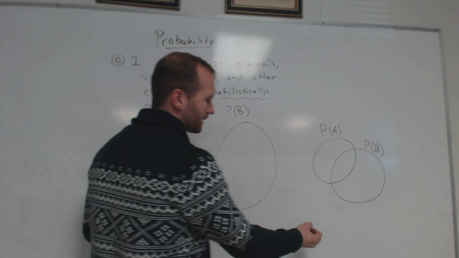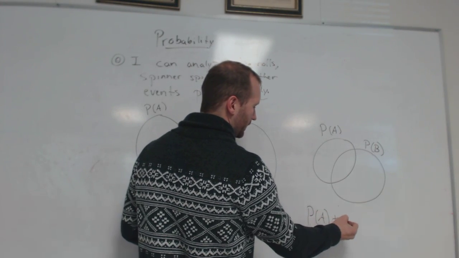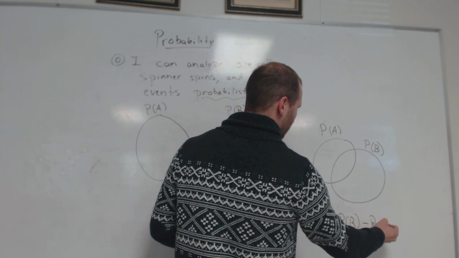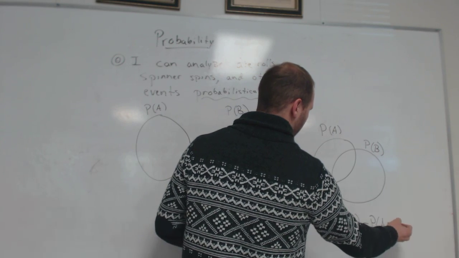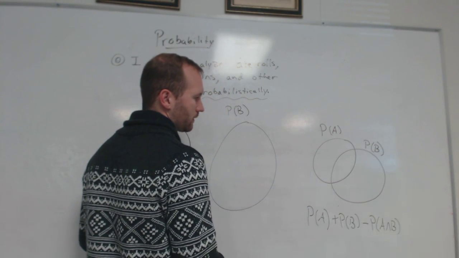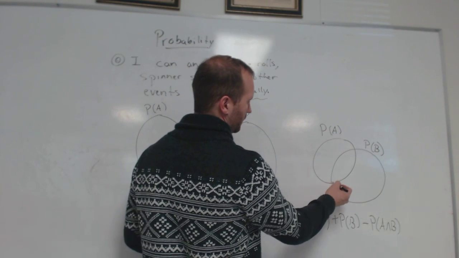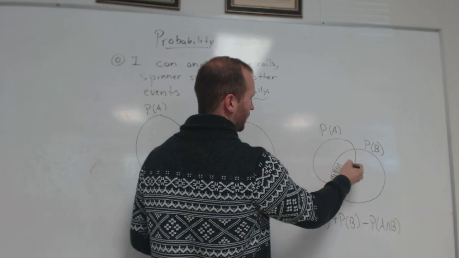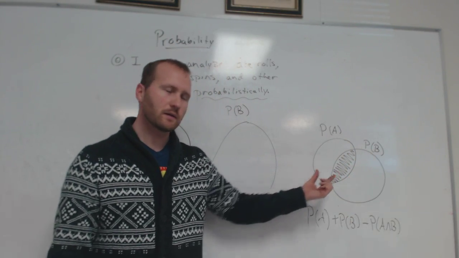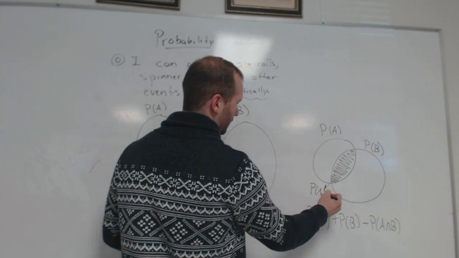And this is where that second part of the rule that we talked about comes from. The probability of A plus the probability of B minus the probability of A and B. Is that right? I wonder if I'm using the wrong sign. We have to subtract this because otherwise we'd be counting it twice. And this is what I mean by the probability of A.